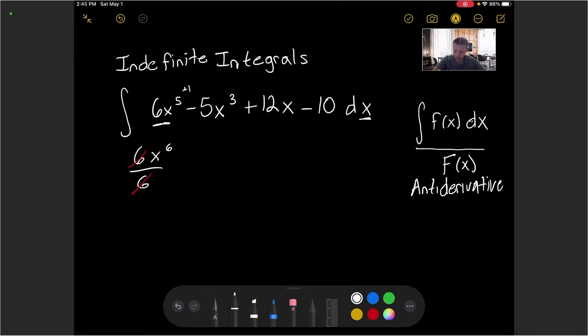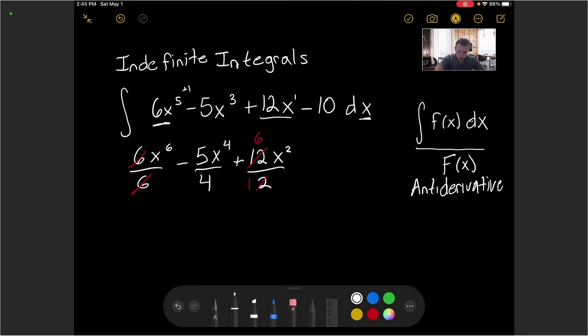We'll next have negative 5. We'll have x raised to the 3 plus 1, which is 4, divided by my new power, 4. The next term is 12x, so we'll rewrite our variable raised to the 1 right now. If I add 1 to that, that'll be x squared, and we'll divide by 2. We'll see that this term we can actually reduce, as 12 and 2 reduce to 6 and 1. We'll rewrite that later.